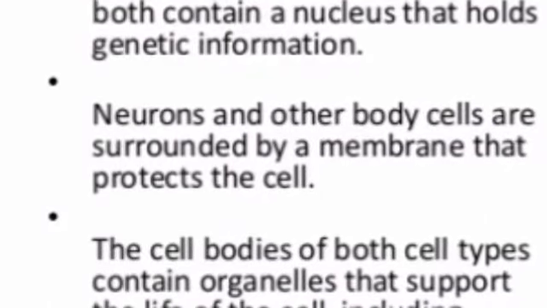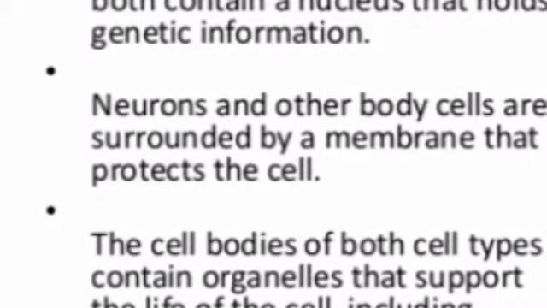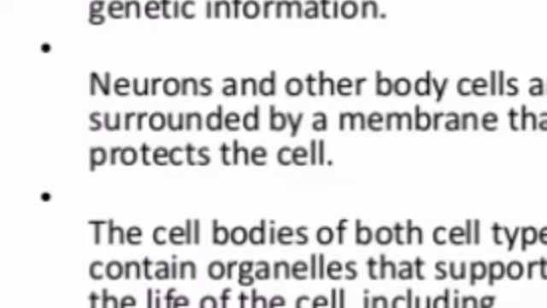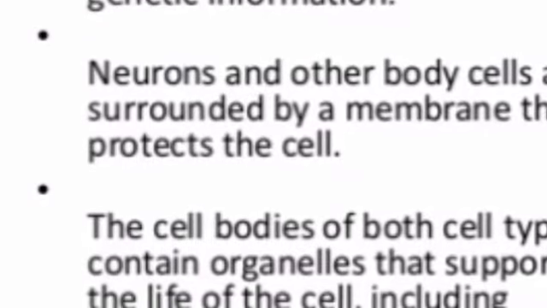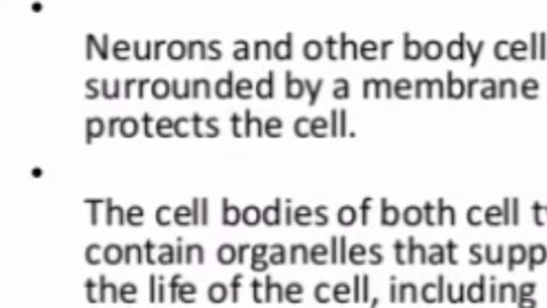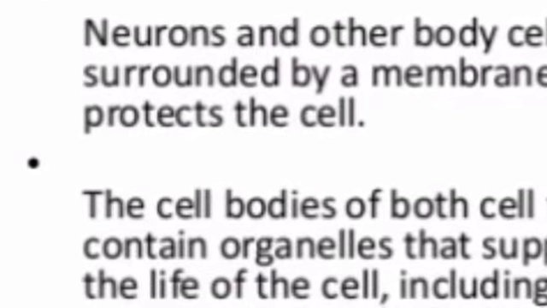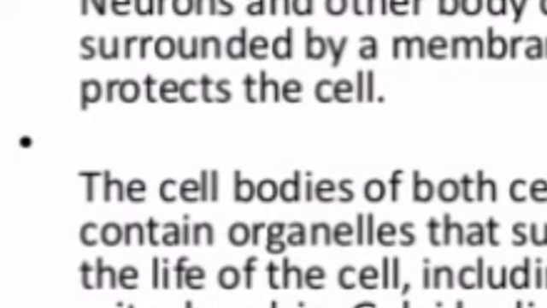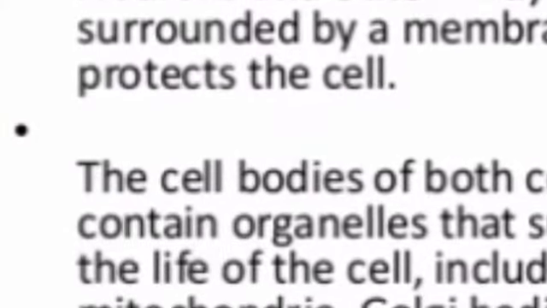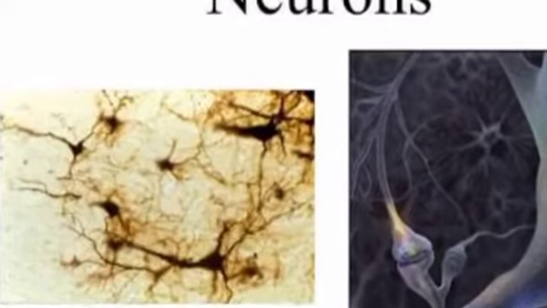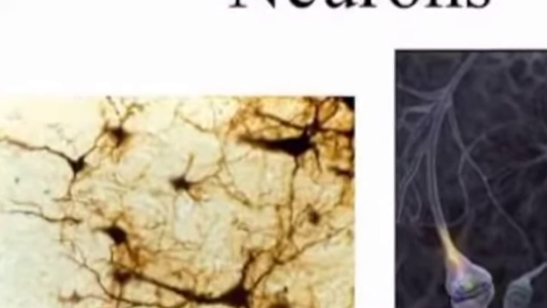Now, shall we see how a neuron is similar to other cells of our body? Neurons and other body cells both contain a nucleus that holds genetic information. Neurons and other body cells are surrounded by a membrane that protects the cell, and both contain cell organelles. Do you have any idea what makes a neuron unique from other cells?